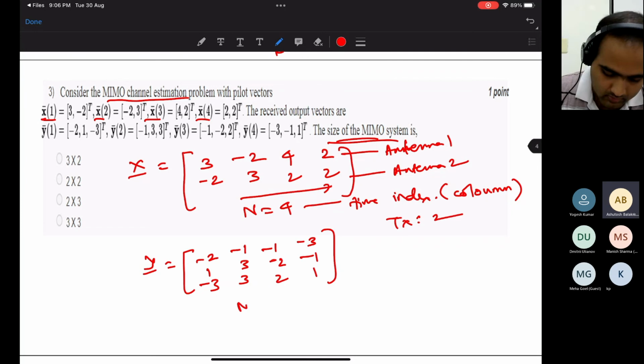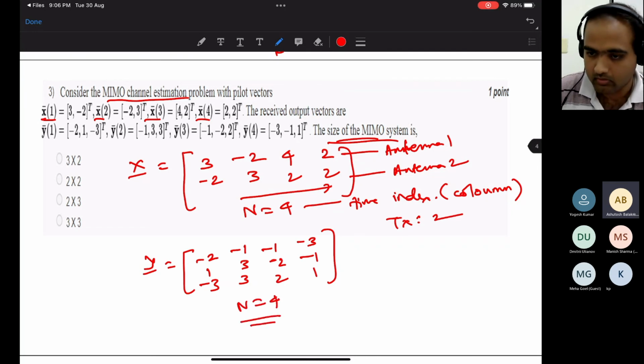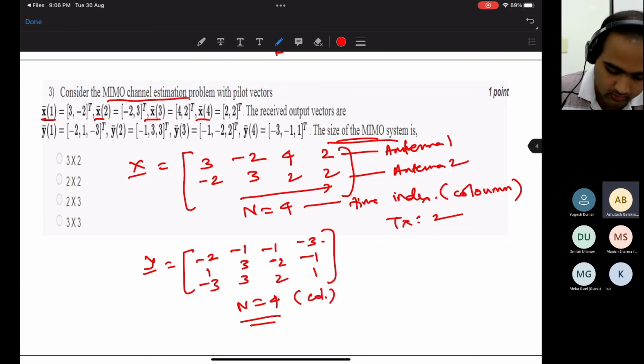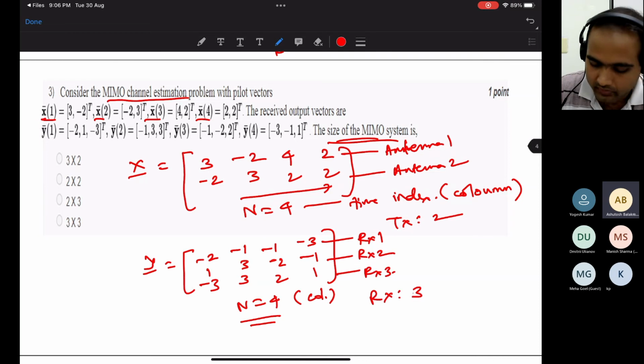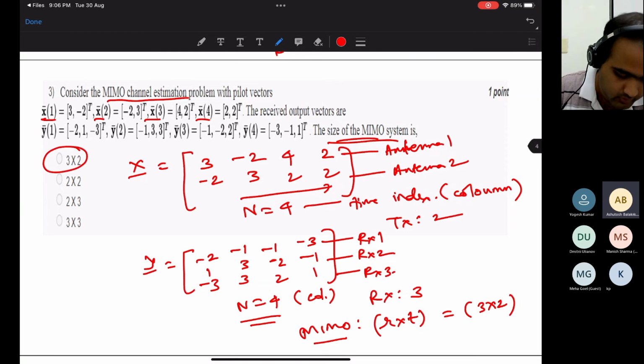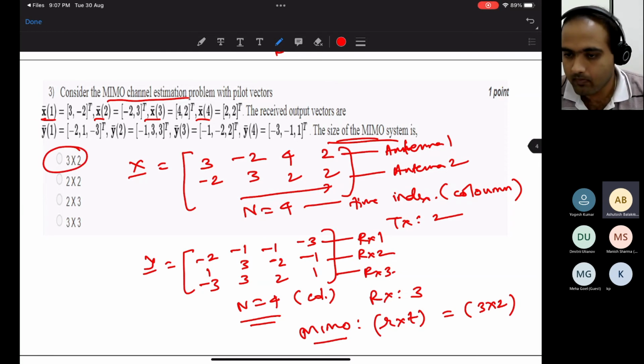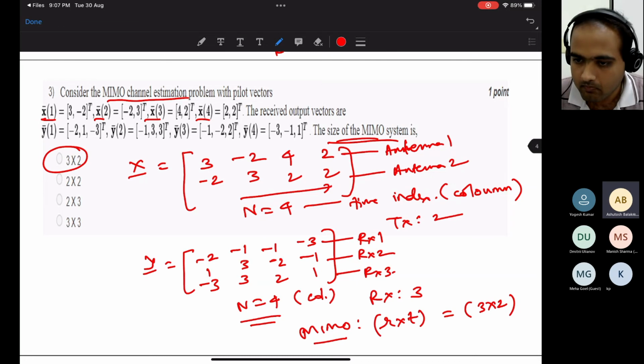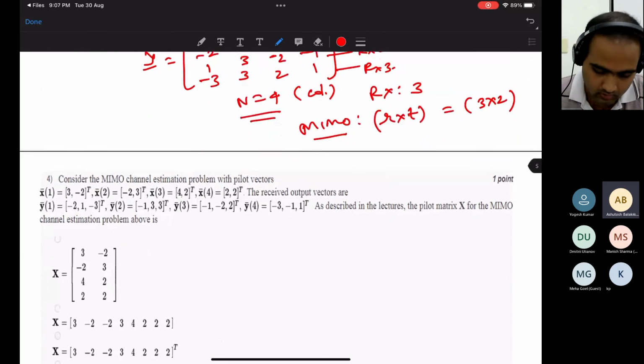Now again similar. So here N is still 4, right? The number of time indices cannot change, and this is still across the column. So this will be receive 1, this is receive 2, this is receive 3, so we have 3 receive antennas. So what is my MIMO system? This is R cross T, this is 3 cross 2. Any doubts in this? No doubts? Right.